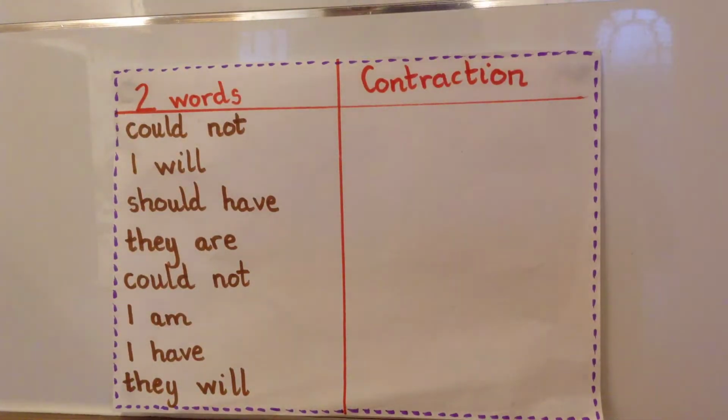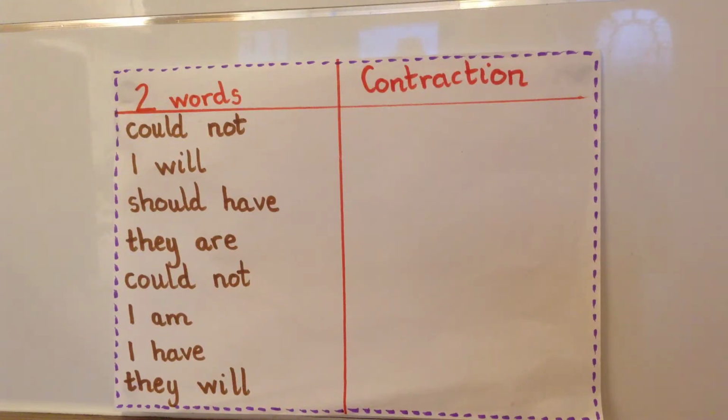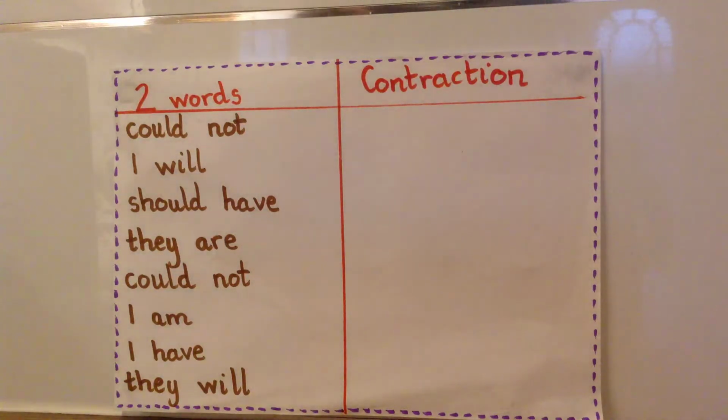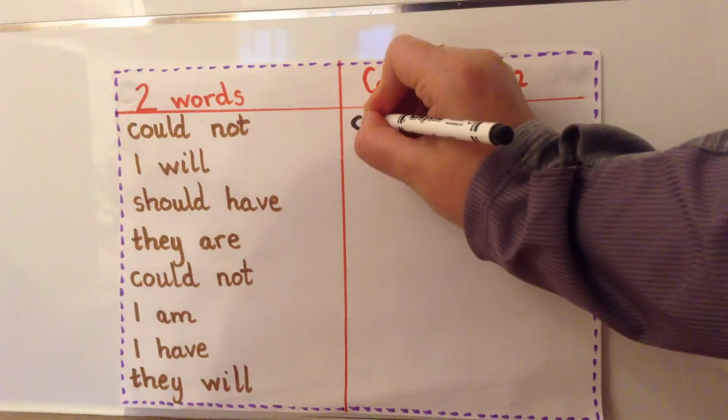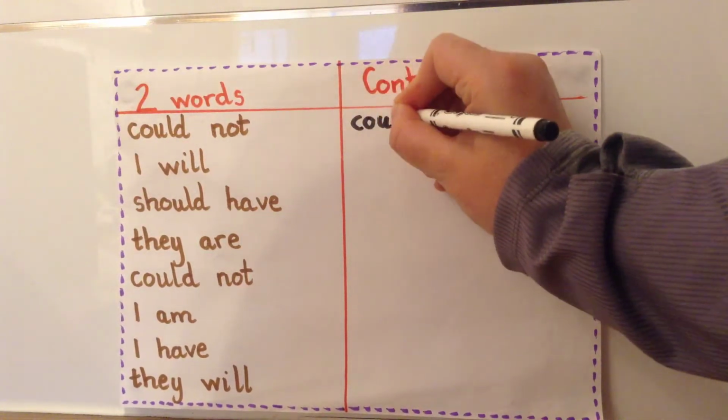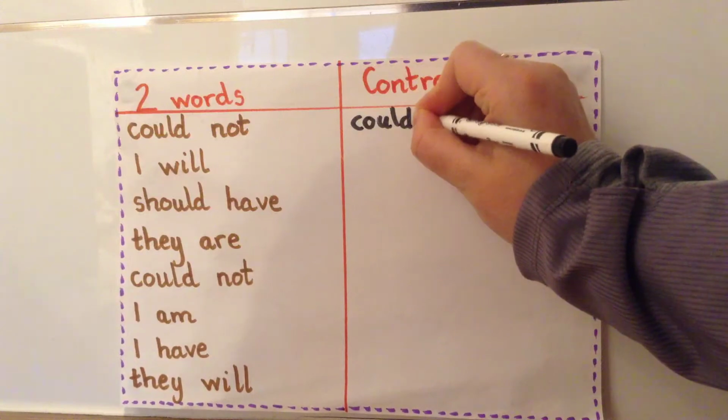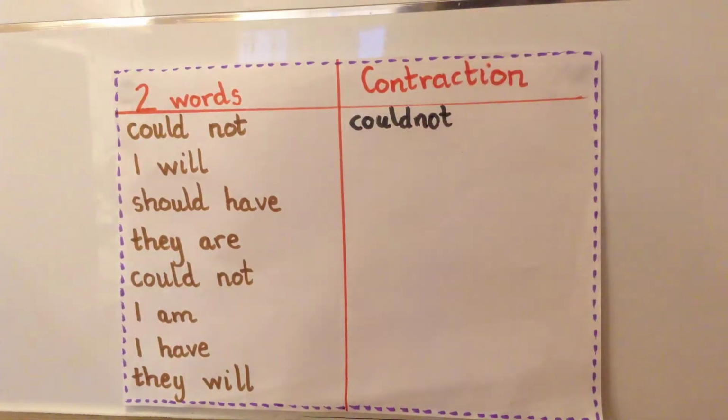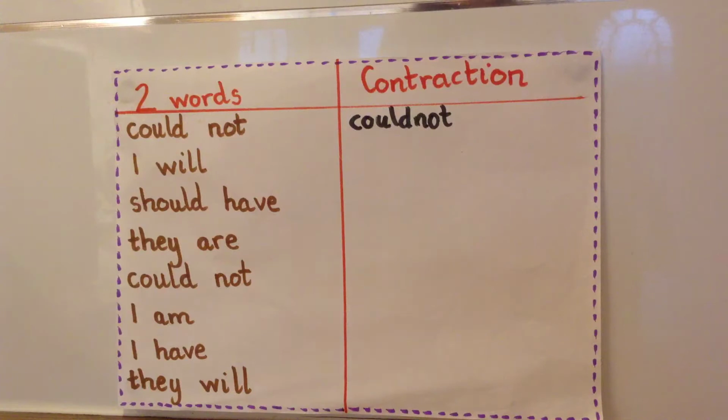Right, so here are some that I've got. Now you can see the first one is could not. So together we are going to go through the success criteria and just do what each step said to get the contraction. So could not, first of all, we're going to join them together. So without the spaces, writing exactly the same, with no space.